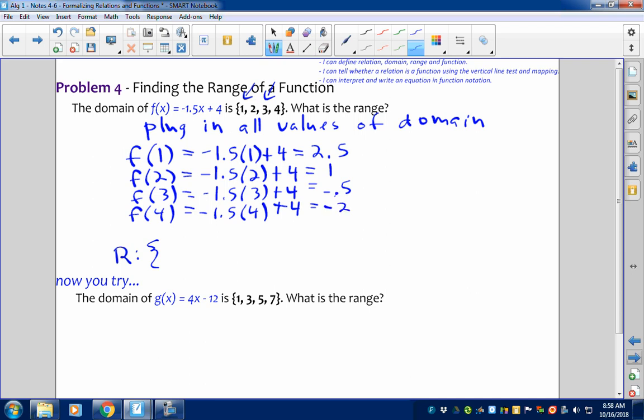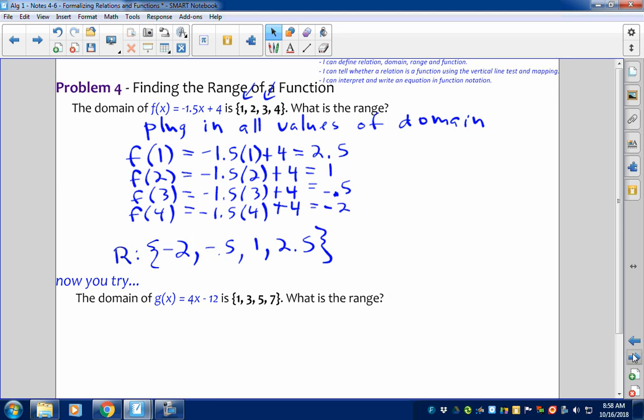So now I'm prepared to list the range in order from smallest to biggest. So I put my big capital R for range, my fancy bracket for set notation, and list them: -2, -0.5, 1, and 2.5, and that's my range. I'm showing the work here. On a linear function, you could probably plug these in your head and list the range. It's good to show your work, though.